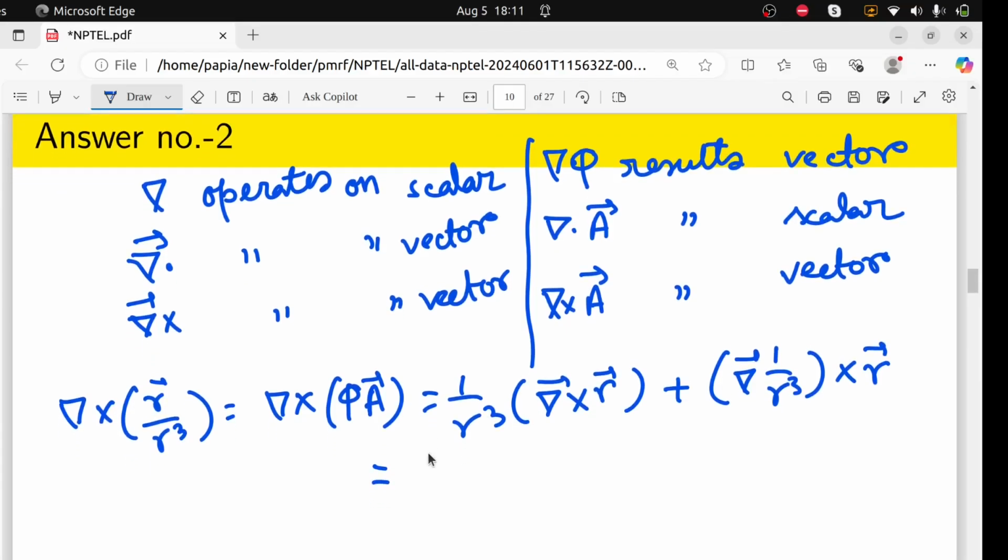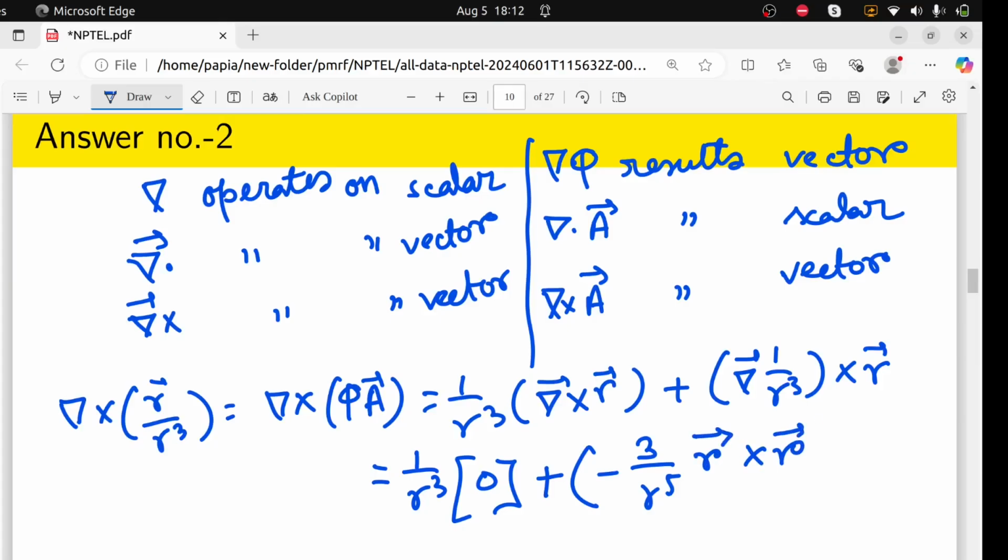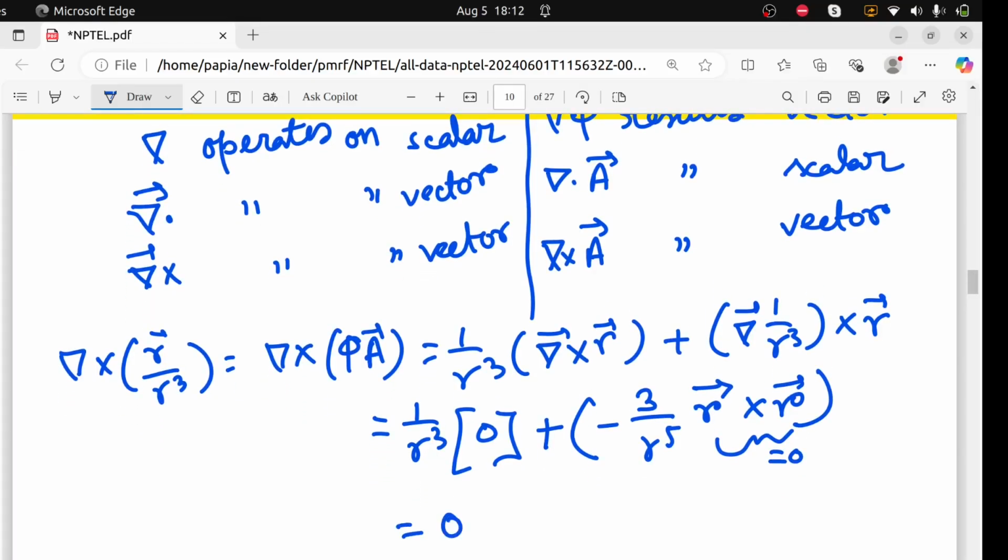Now if I calculate these things, you can see that 1 by r cube is fine, but curl of r vector is going to be 0. If you can't understand why curl of r is 0, I can explain that as well, but first let me write here. Curl of r is giving 0 vector. Plus the gradient of 1 by r cube, which gives minus 3 by r to the power 5, then r vector, then cross r vector. Now you can understand r vector cross r vector is also 0. So this is coming as 0 plus 0, which is 0.